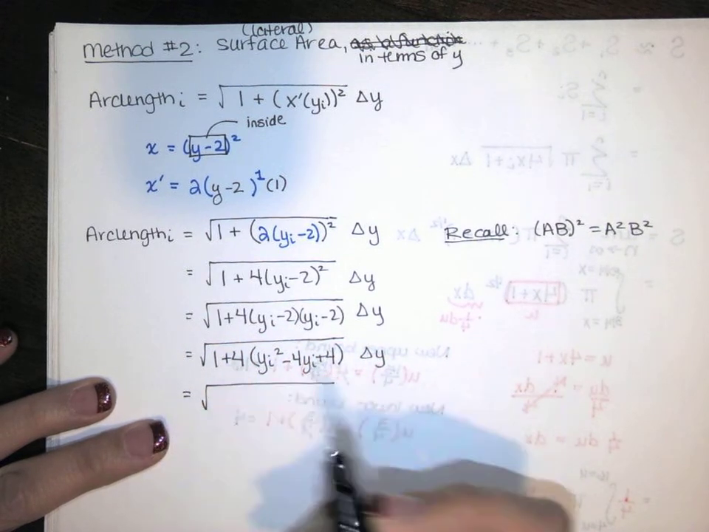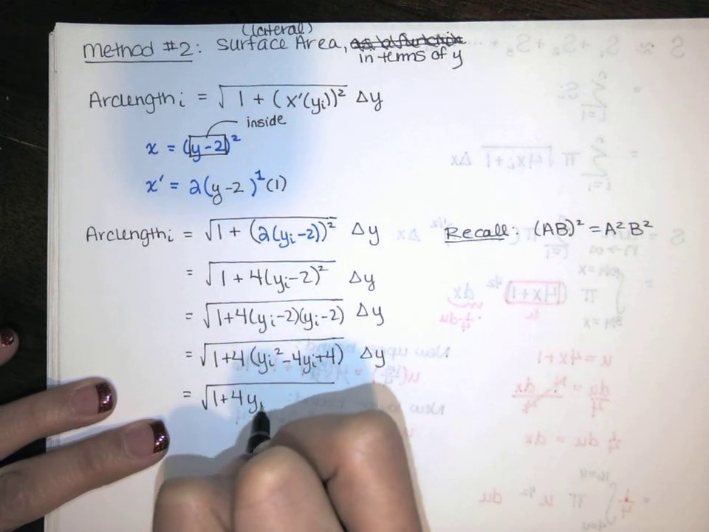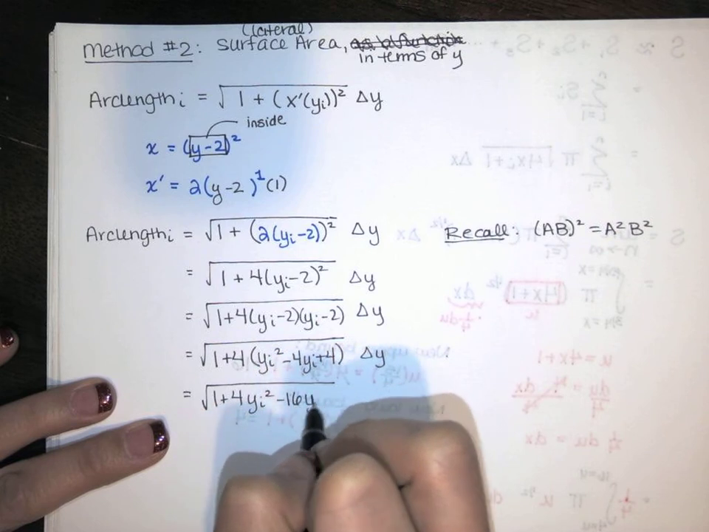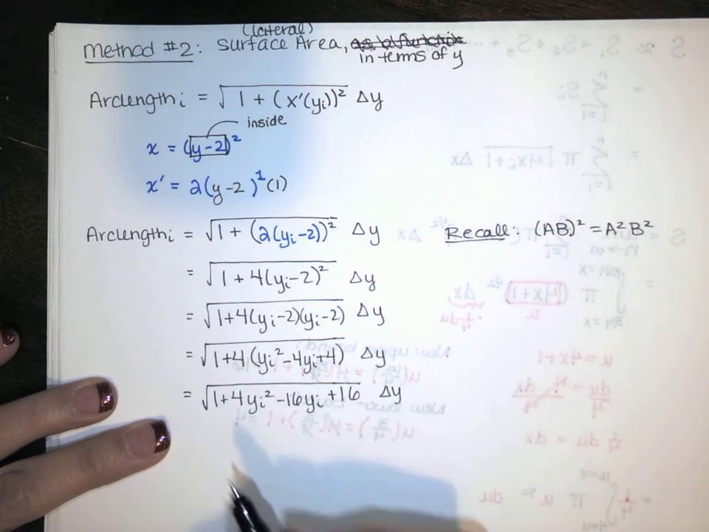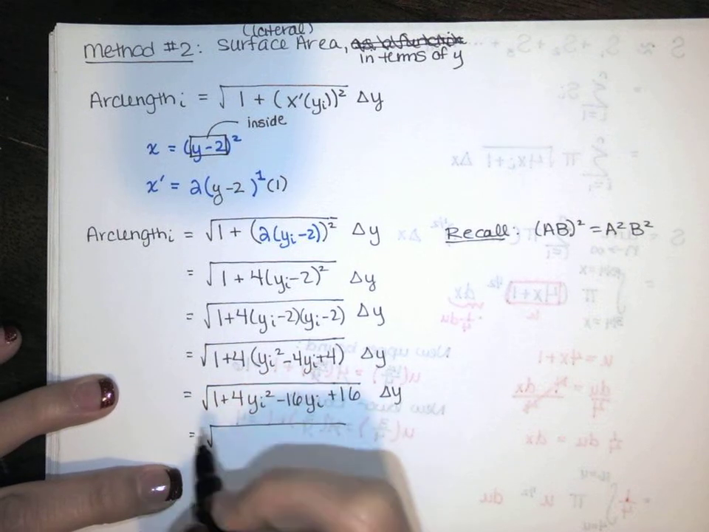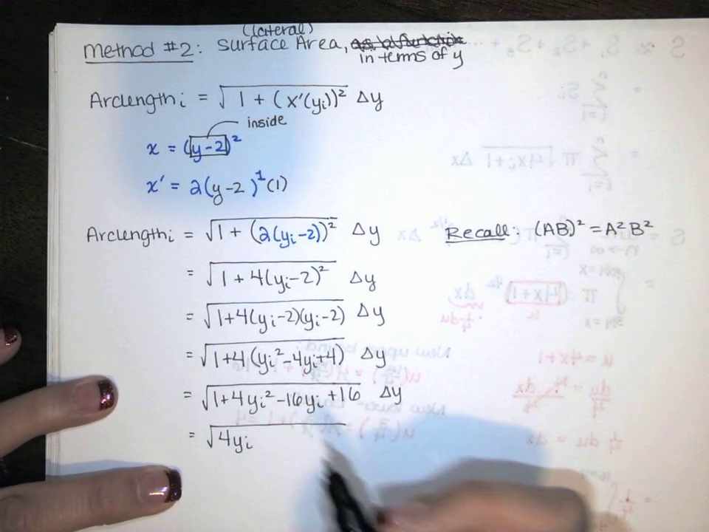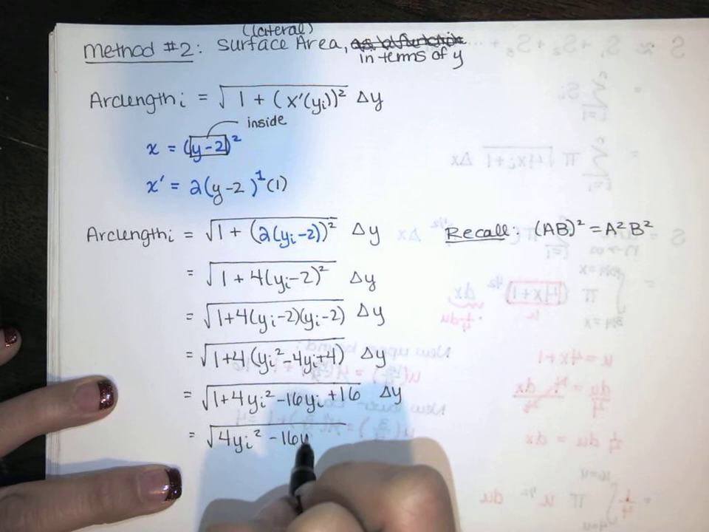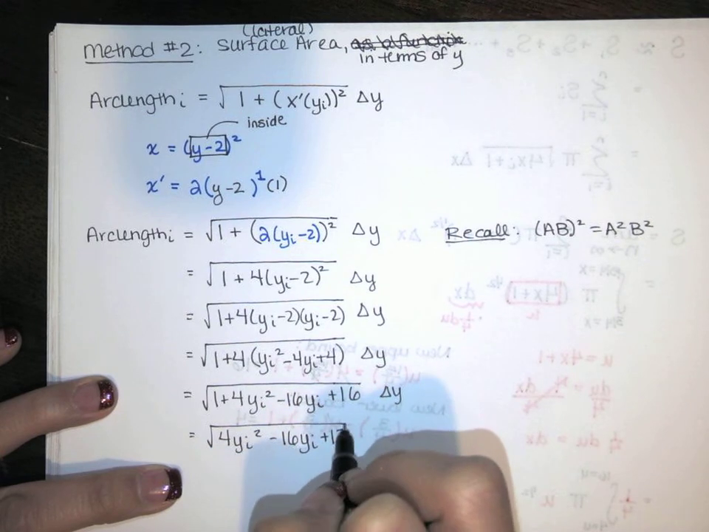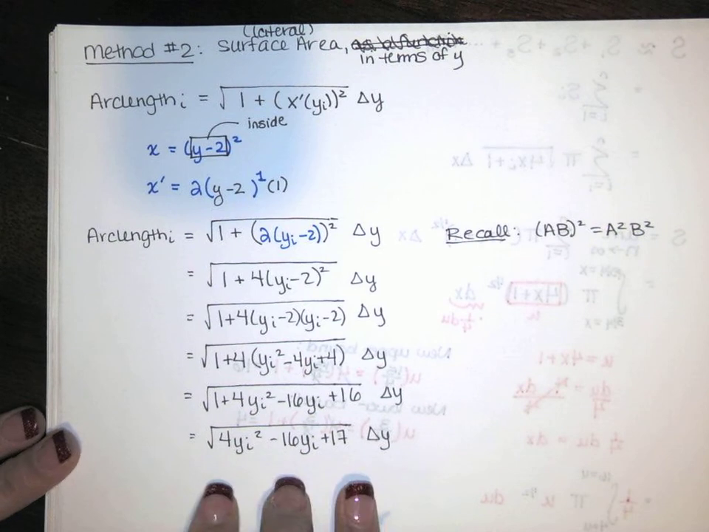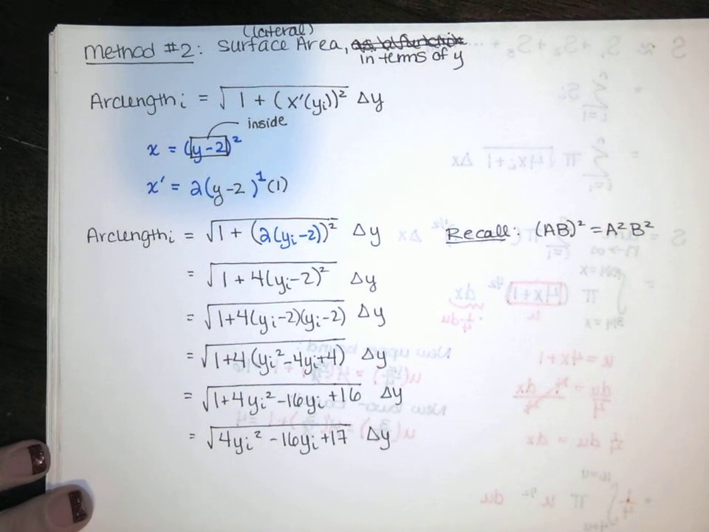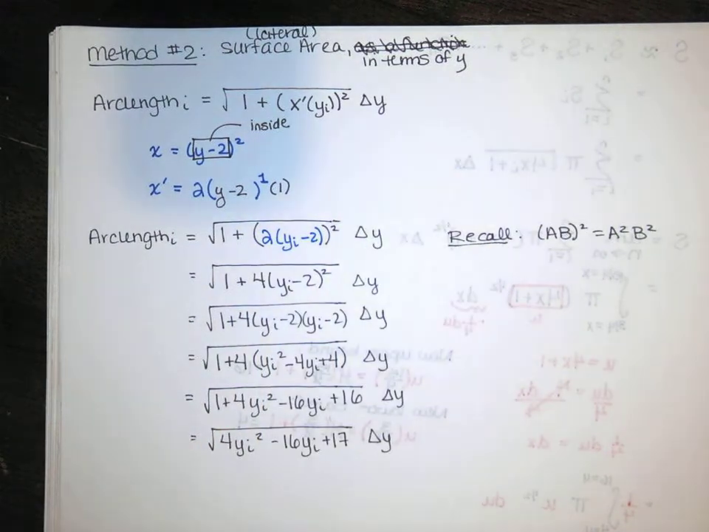If we distribute this 4, we get this. And then you add the 1 to the 16. Oh my goodness. This is not looking so hot. It would have to be a very special radius for us to multiply this by 2 pi times the radius and get something that's nice and easy to integrate. So I think the other method's probably better, but let's keep going.